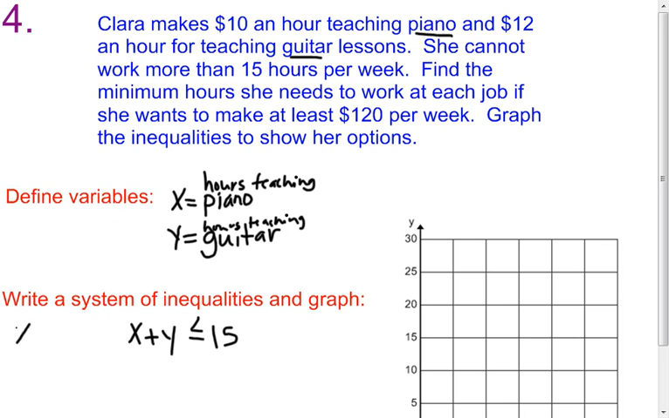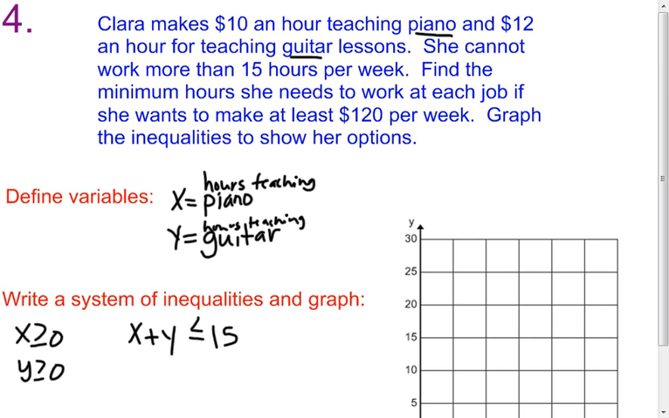The other one is this. X has to be greater than or equal to 0. Y has to be greater than or equal to 0. She cannot teach negative numbers of hours of piano, and she can't have negative numbers of hours teaching guitar. Okay? Then if we go back to our problem here, we've got one that just deals with how many hours she can do, which is 15.